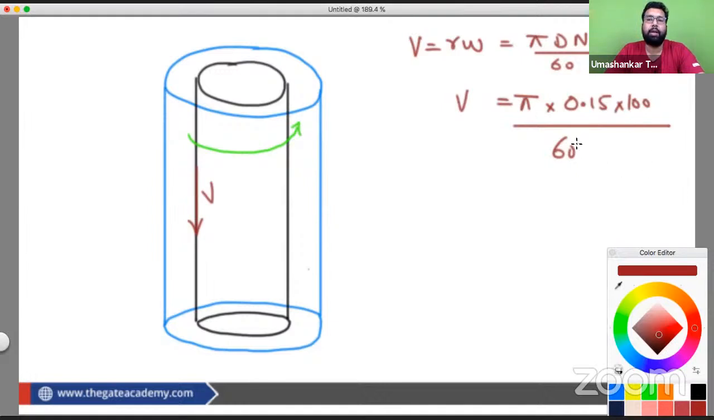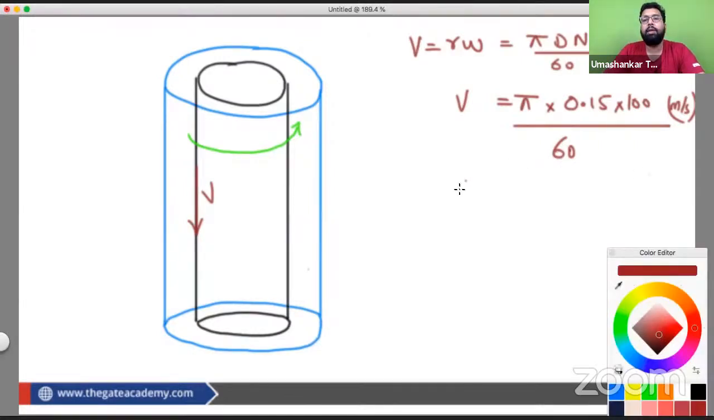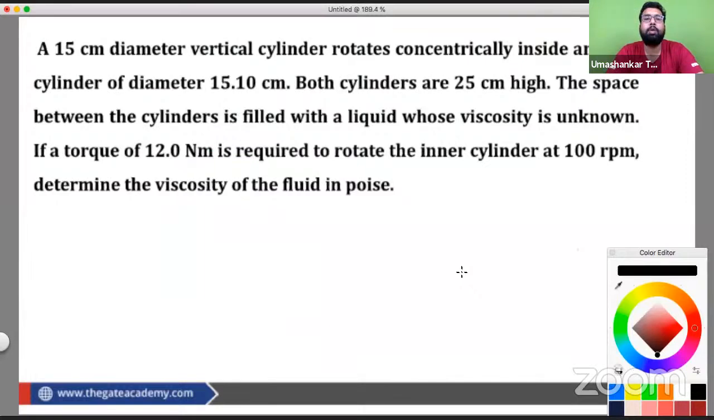So we have this velocity now, and it is in meter per second because we have converted this diameter into meters. So when we are solving this, I hope we are getting 0.7854 meter per second. Now we got the velocity. Now to find the shear stress, what ultimately has to be found?